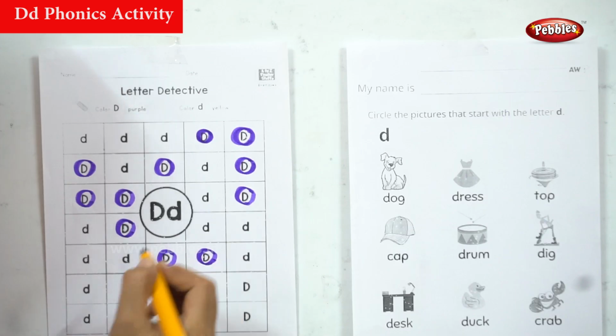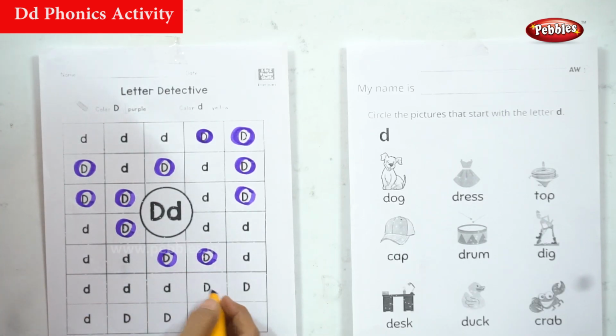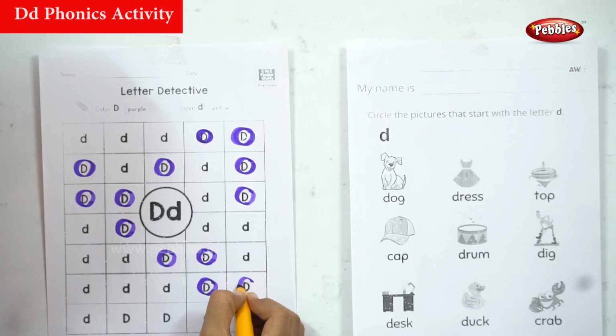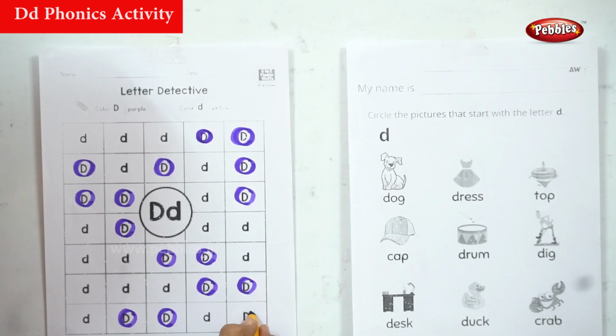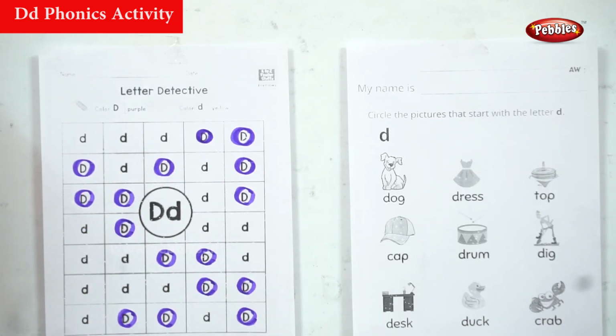D. Over here is your sound. Again your letter D. Your letter D. Next one, yes, again letter D. Letter D. Letter D. Okay, now you will color your sound with yellow.